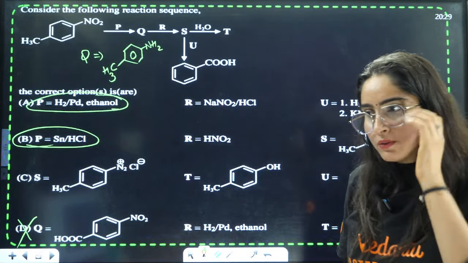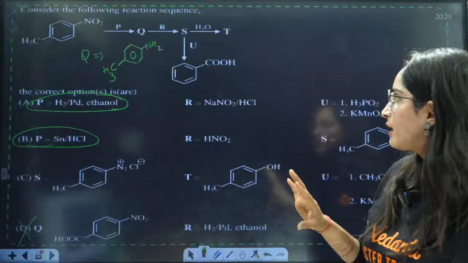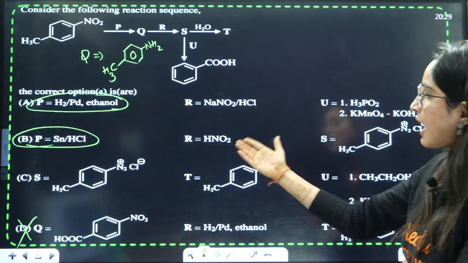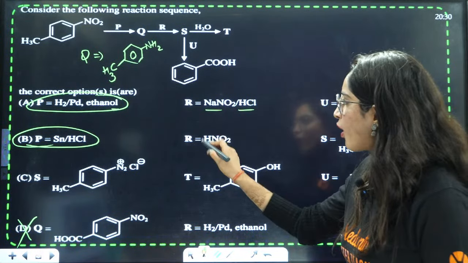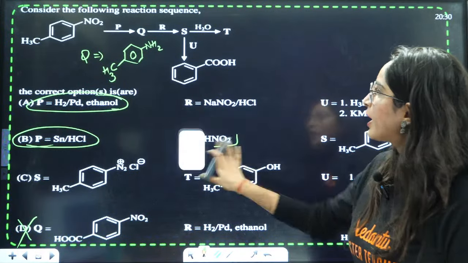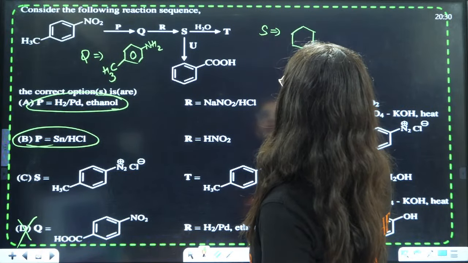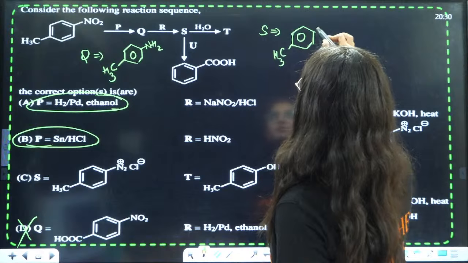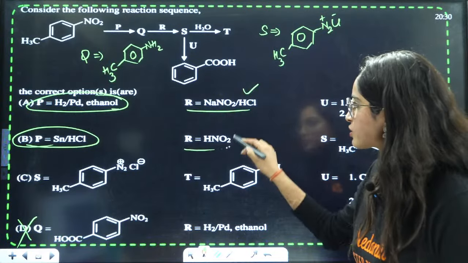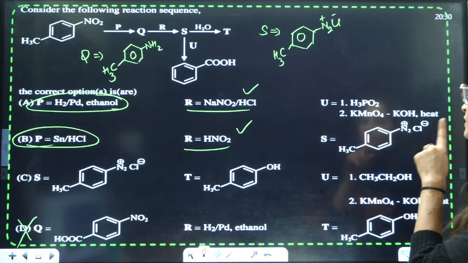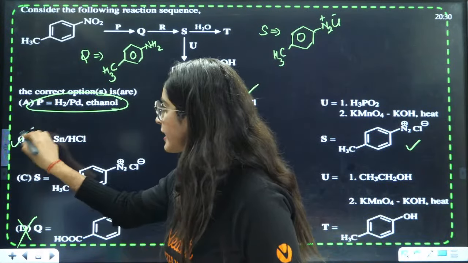Okay. Now, next is Q you have. Now you are adding R. Now still I am confused. Which is R, ma'am? This is R or this is R? Both are the same, yaar. NaNO2/HCl will form HNO2 only, no? So basically we are doing diazotization. That means S will be the diazotization product. After diazotization, CH3 will remain as it is, and this will become N2+Cl-. That means this is also right, this is also right. And S will be CH3 with N2Cl. This is also right. So option B is definitely the correct answer.